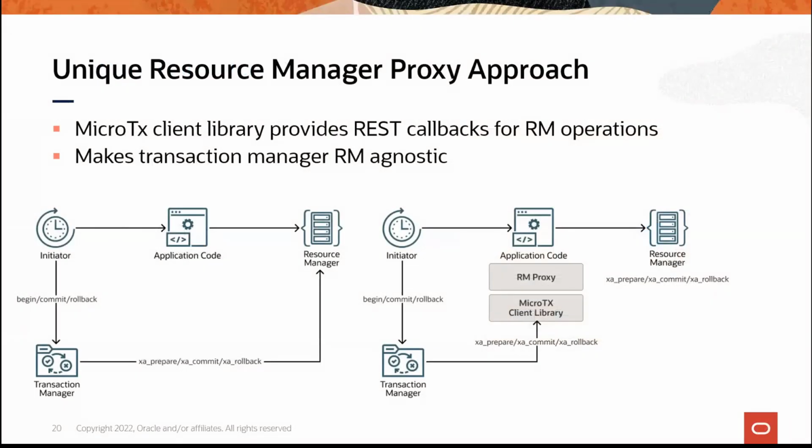So what I mentioned before about this resource manager proxy approach: in the standard XA world, shown over here on the left, the initiator calls the transaction manager to demarcate the transaction, to begin it and then to either commit it or roll it back. It then makes some application calls. It may call some other microservices. Those then in turn do their updates to the resource manager. And then finally, when the initiator says to commit or roll back, it calls the transaction manager. The transaction manager then calls back to the resource manager directly to do the commit or rollback calls.